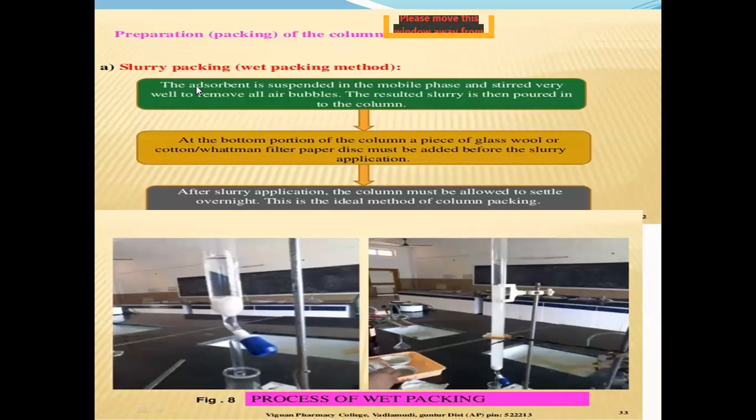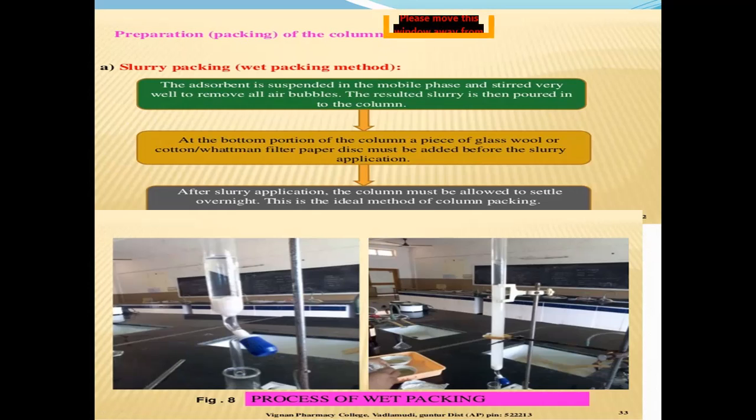Next one, preparation of column. So how can we prepare the column? This is our column. How can we prepare this column? This process is also known as packing. The preparation of column is also known as packing. We can prepare a column by two methods.